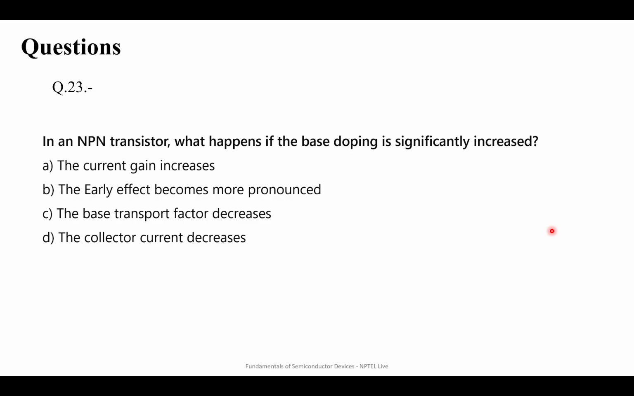In an NPN transistor, what happens if the base doping is significantly increased? The current gain increases, the early effect becomes more pronounced, the base transport factor decreases, the collector current decreases.